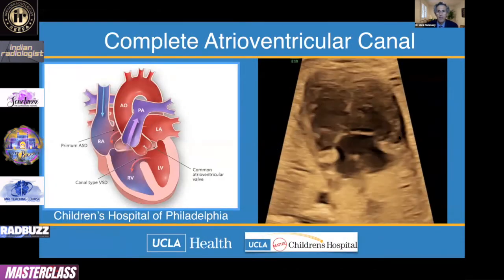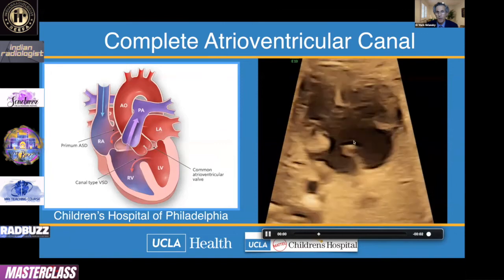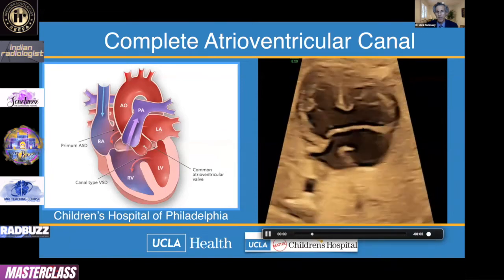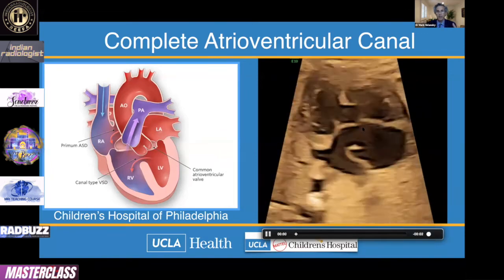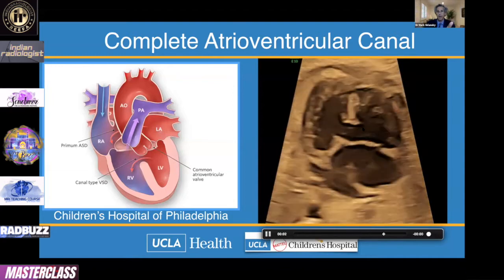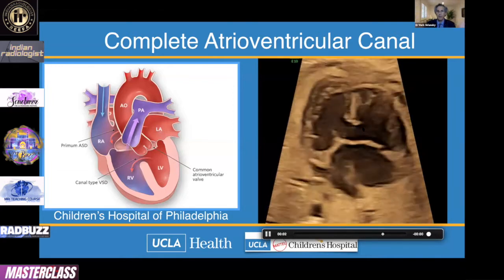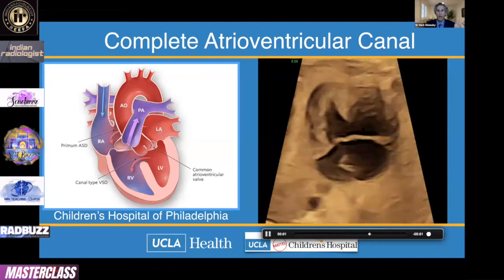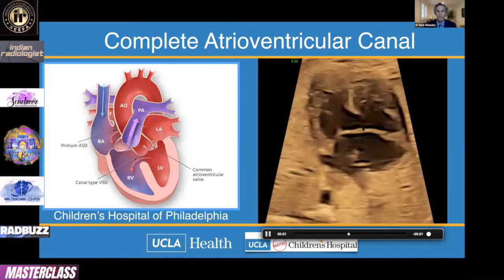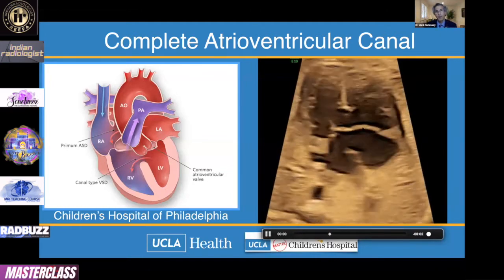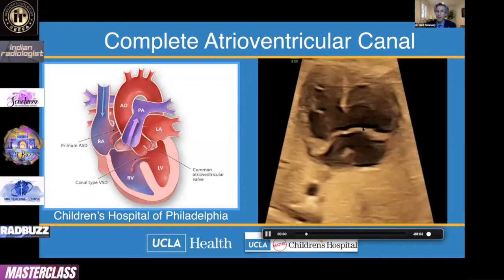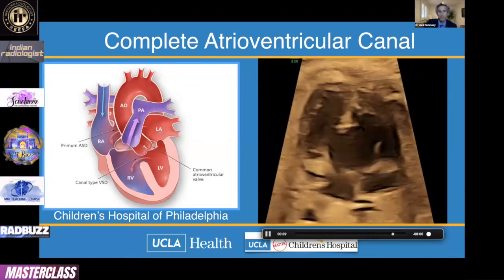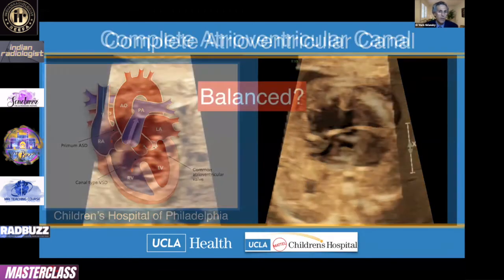Complete canal, as I talked about, large primum here, large inlet, in this case, relatively balanced. This is a nice view parallel to look at the AV valves to see if it's balanced, to put color on and to see if there's AV valve regurgitation. But of course, the diagnosis of any canal relies upon this view, but also perpendicular.